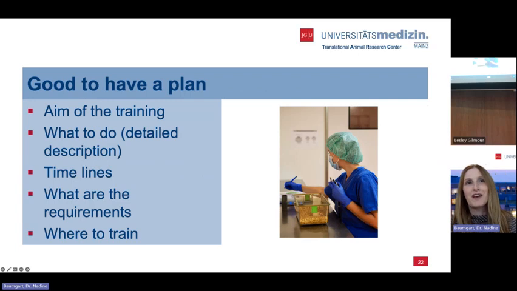Like always in life, it's good to have a plan. So we usually have a training plan where everything is written down. The aim of the training, what exactly do we have to do during the training, time schedules, what do you have to bring to the animal facility so that you don't end up setting everything up and then you notice, oh, damn, I forgot the clicker or whatever. And in which room should be trained, maybe which time of the day should be trained. And therefore, it's really easy for another person to take over and to understand what you're actually doing. So this is just helpful.